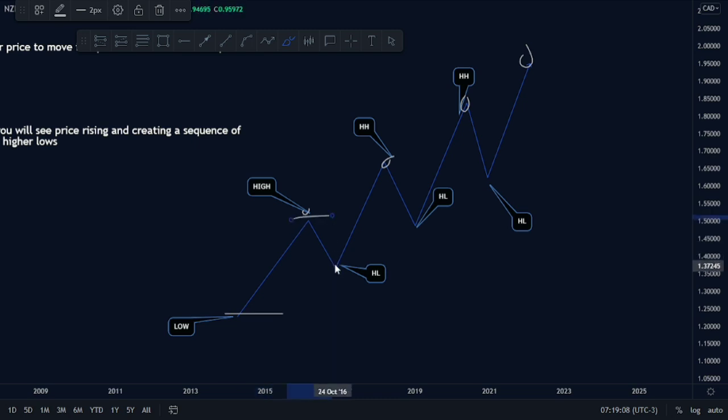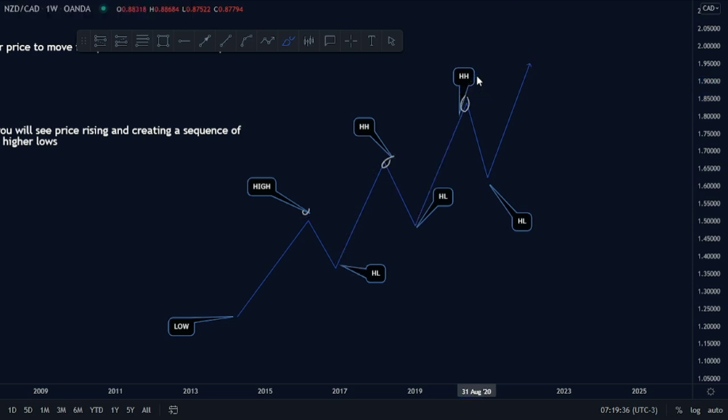We broke this one, we made a new high. We return back down, we didn't break this one, that's why we're calling this what? A higher low. Then we broke this high, forming what? A new higher high. That is why we're saying price keeps on forming new higher highs and higher lows as it keeps on rising. Hence we said in an uptrend, you will see price rising and creating a sequence of higher highs and higher lows.